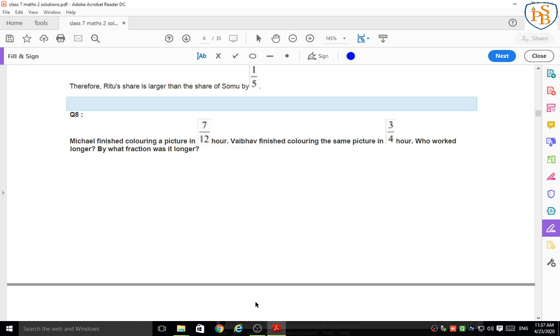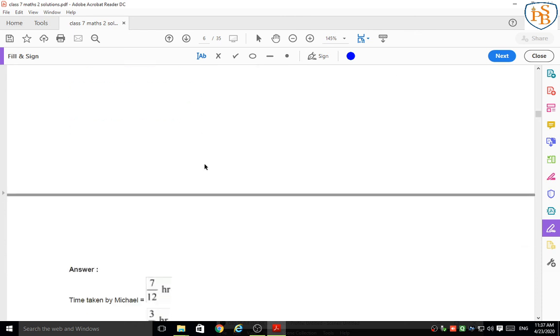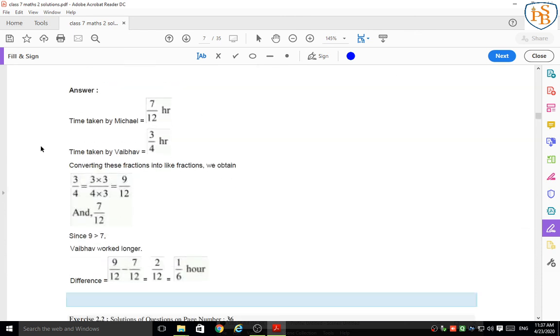And here is the last question of this exercise. Michael finished coloring a picture in 7 upon 12 hour. Vaibhav finished coloring the same picture in 3 upon 4 hour. Who worked longer and by what fraction was it longer? Look at here carefully the answer. The time taken by Michael is 7 upon 12 hour. Time taken by Vaibhav is 3 upon 4 hour.